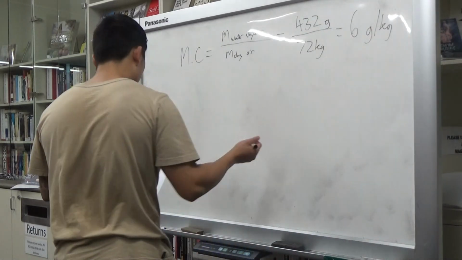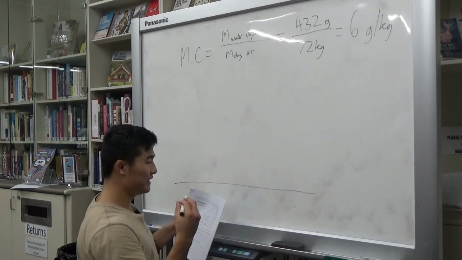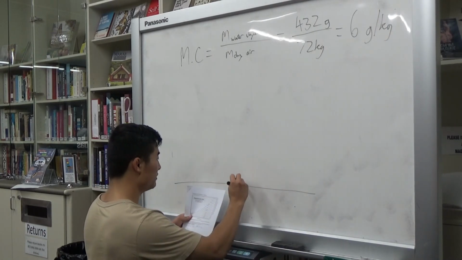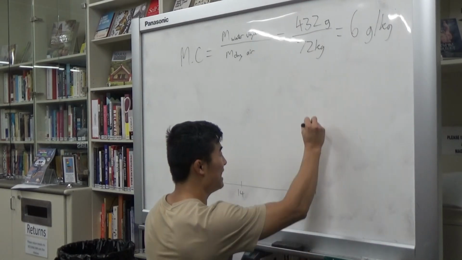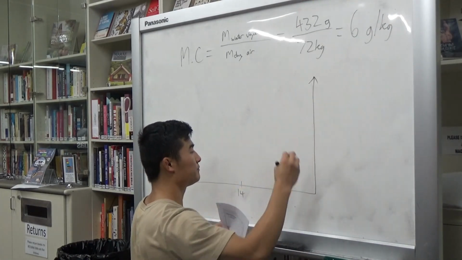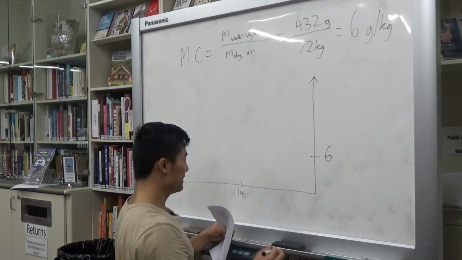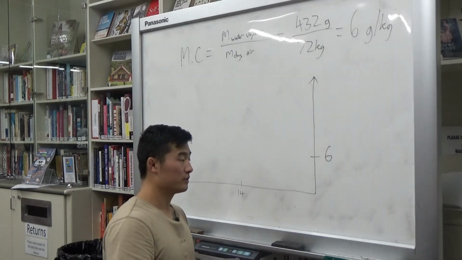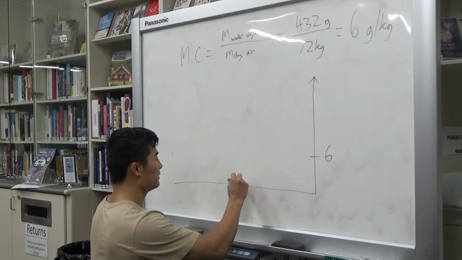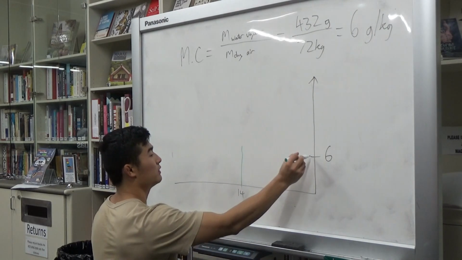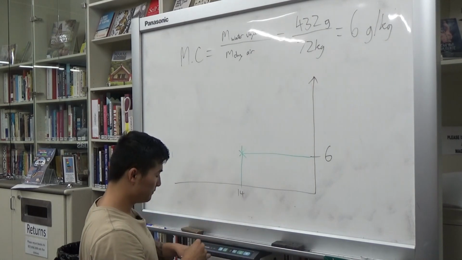So now we can work out the wet bulb temperature. We have our x-axis, which is our dry bulb, and we're told that was 14. And we're also going to have our y-axis, which is our moisture content, and we know that the moisture content is 6. Right? So then you're going to find the point of intersection. At this point here is the intersection.